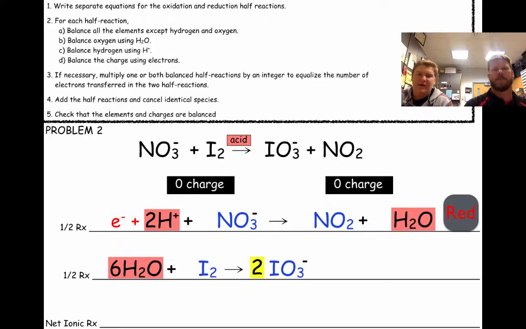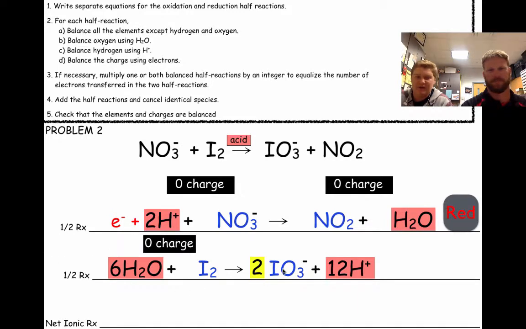Very good. Now we have hydrogen on one side and no hydrogen on the other. So we have to take 6 times 2 to get 12 hydrogen plus on the product side to balance those out. Now we need to balance the charge. On the reactant side, we have 0 charge. And on the product side right now, we have 2 times 1 minus, so -2 plus 12, so positive 10 charge. All right. So to balance that out, we need to add 10 electrons onto the product side. Very good. To get a net of 0. And so if we're losing electrons, this is going to be our oxidation half reaction.